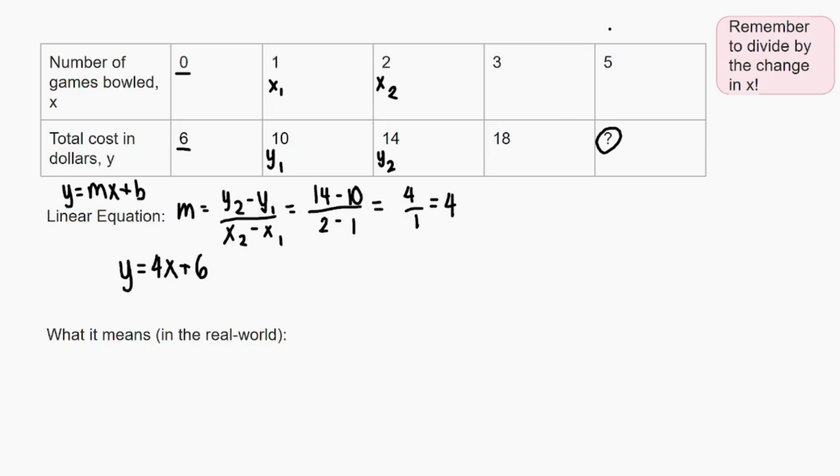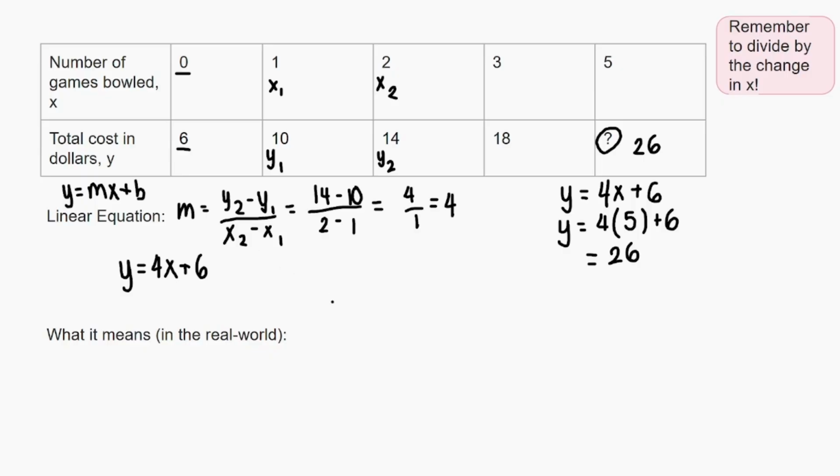Now, let's solve this subproblem here. We know that we have y equals 4x plus 6 as our equation, and we know we're looking for the total cost value when x equals 5. So to find that, we just plug in the value of 5 into x. Four times 5 is 20, plus 6 is 26. So we know that this value is 26. So the total cost in dollars for 5 games bowled is 26.